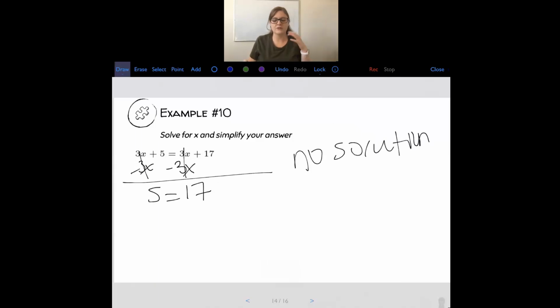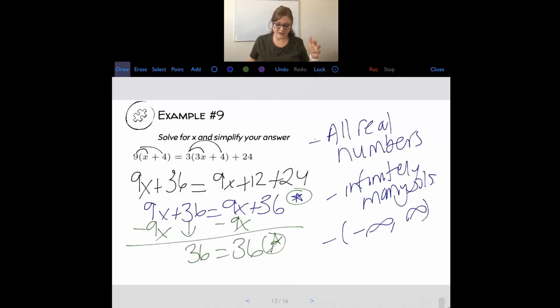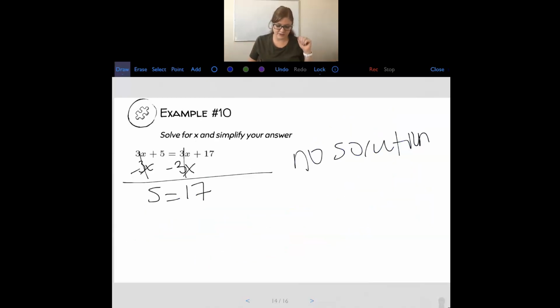Okay, so you saw a lot of examples where we got one solution. Infinitely many or all real numbers is where we're solving it and we get something that's always true. No solution means we solve it and we get something that's not true.